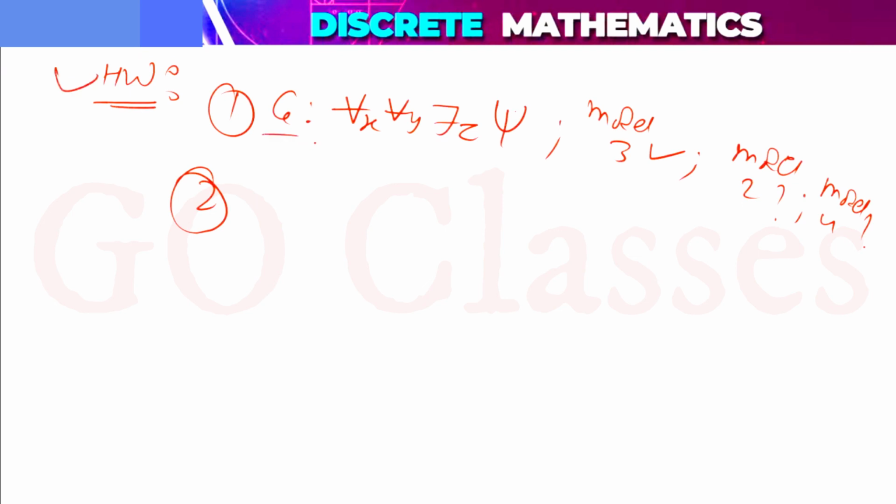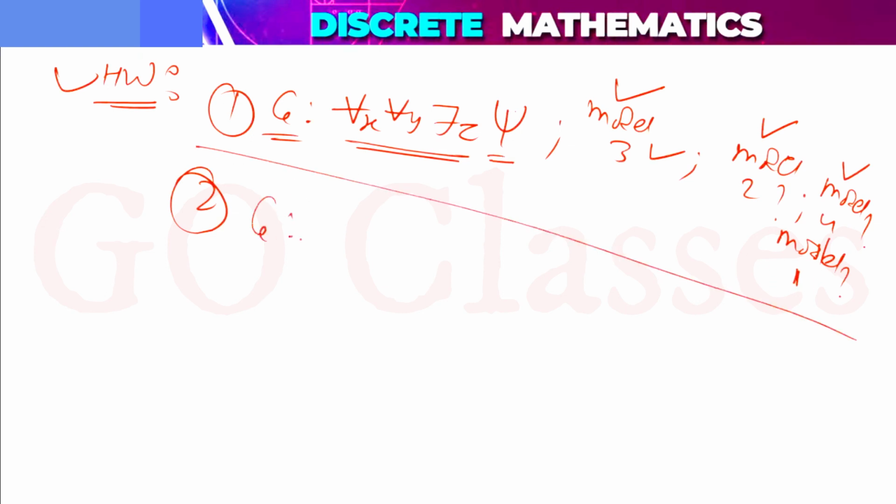First homework is this: for all x, for all y, there exists z psi. A model of size 3 is given. Let's assume given. Now I am asking, can you guarantee a model of size 2? Also, can you guarantee a model of size 4? Also, can you guarantee a model of size 1? So just check all these. Can you guarantee a model of size 2, 4, 1? Which you can guarantee, which you cannot guarantee. So this is the first question.